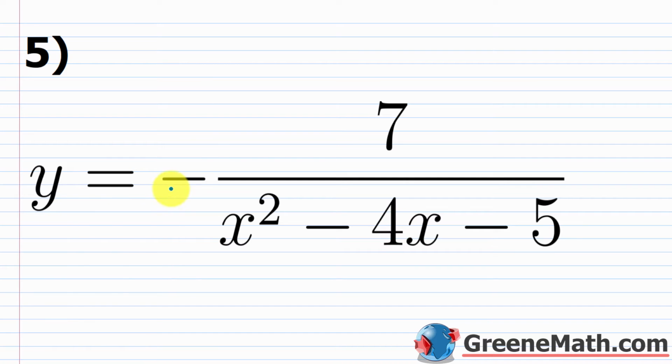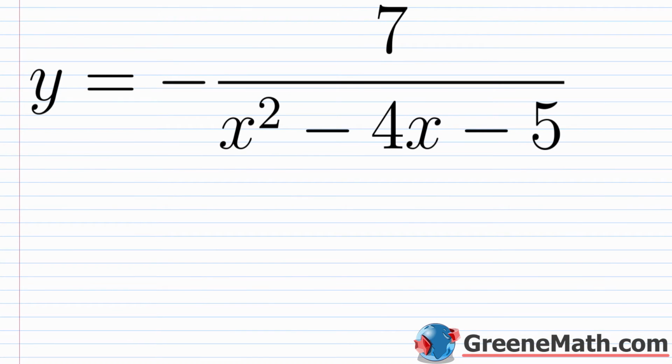So now we have y is equal to the negative of 7 over x squared minus 4x minus 5. So again, if I'm working with a fraction, I'm thinking about division by 0. And so this denominator here, which is x squared minus 4x minus 5, I would just set that equal to 0 and solve the resulting equation. So the solutions here, we're going to restrict from the domain because, again, that would just make the denominator 0. So a simple quadratic equation to solve.